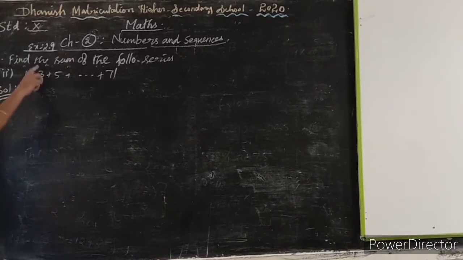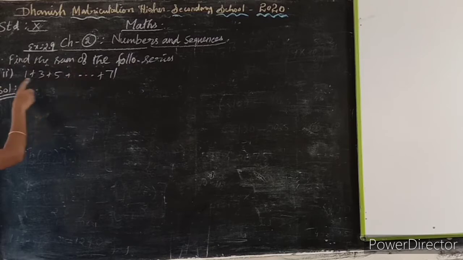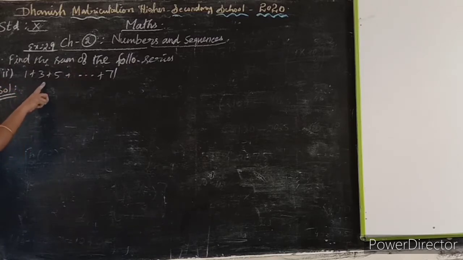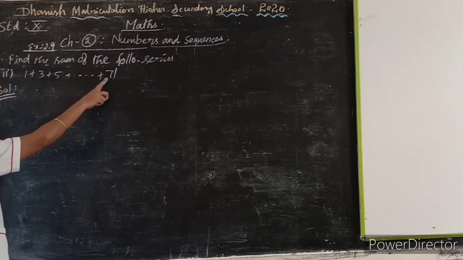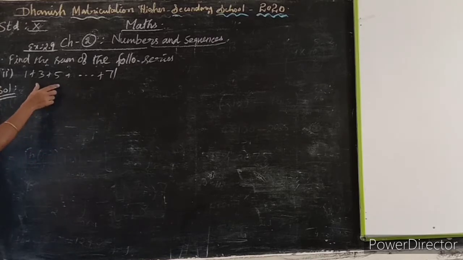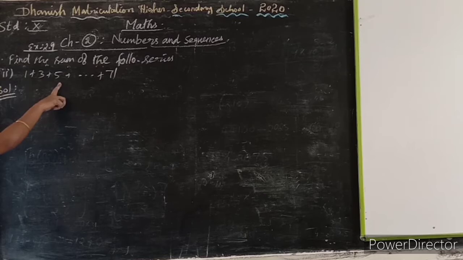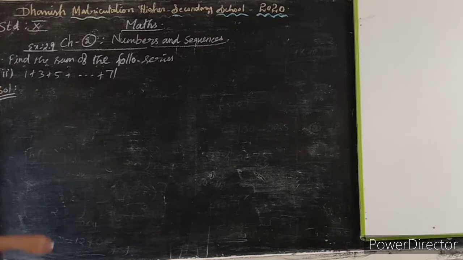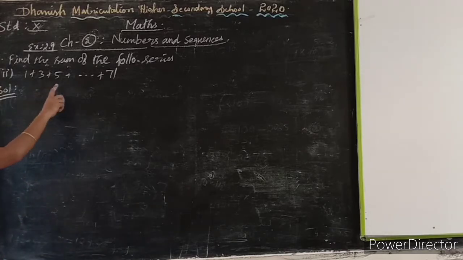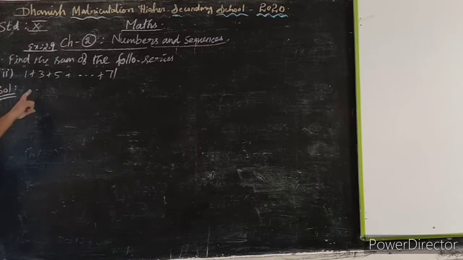Now from exercise 2.9, first question. Find the sum of the following series. 7th subdivision: 1 plus 3 plus 5 plus etc. up to plus 71. The given series is 1 plus 3 plus 5 plus etc. up to 71, that is the sum of first n odd natural numbers. This formula is n square, but we don't know what n is. n is the number of odd natural numbers, so first find it.